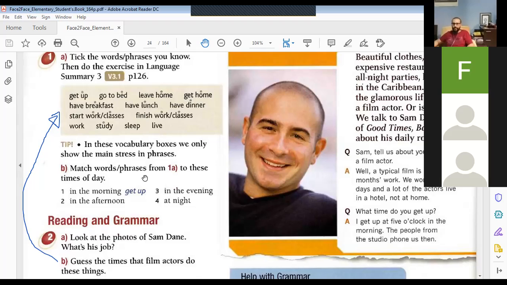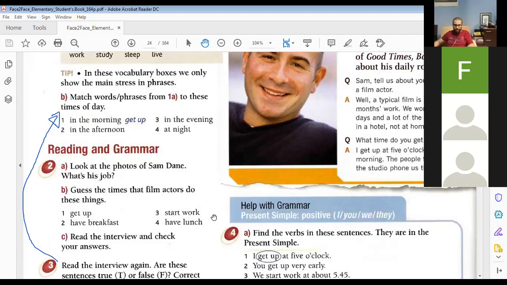Earlier. So if he wakes up early, it means he will go to bed early, not late. But if he wakes up late, maybe he can stay late at night. Okay, let's find out. So we're not really sure. We don't agree. Some of you think later, and some think earlier.